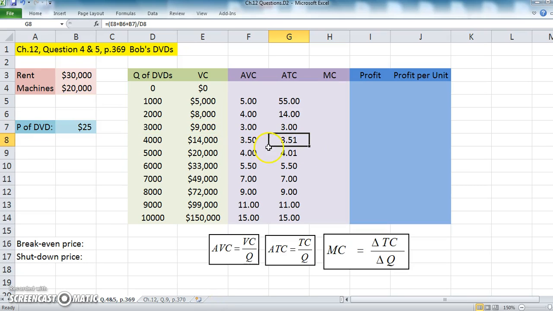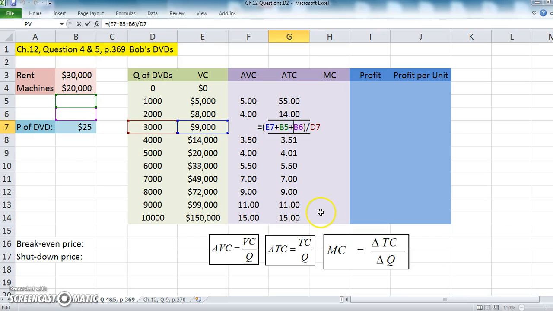Now you're going to see a problem. You should have noticed a problem right away. The ATC is at a minimum of $3, and it occurs where the AVC is also $3, and that corresponds to the same quantity, which we know just by the geometric relationship of the curves shouldn't be the case. So there's something probably wrong.